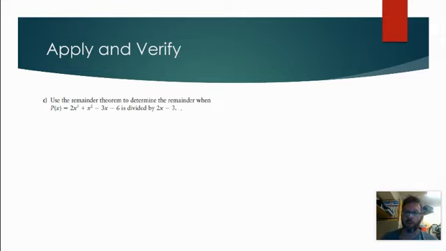But what this question is getting you to practice is what you are going to plug into the function to find the remainder. And if you can't read it right off, then just set this equal to 0 and solve, right? So what we're plugging in, we're finding the value of the function at 3 over 2. That's what we're finding. So let's evaluate. What is the value of the function at 3 over 2?